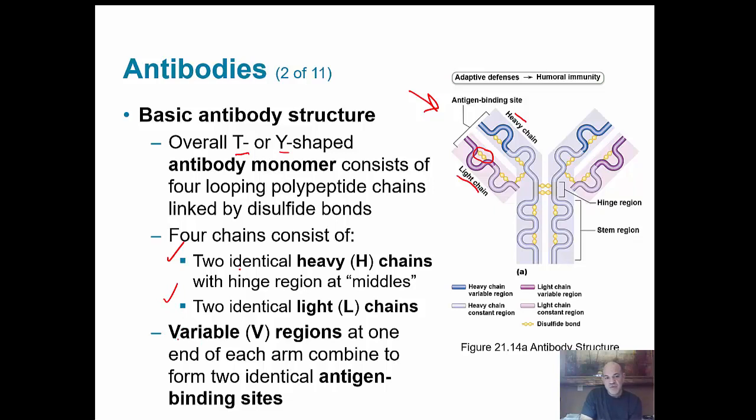And then you're going to have a variable region, and that variable region is at the end of each arm, and this is the part that's specific for an antigen. So this is where antigens would specifically bind. So here's your antigen binding site, and I'm circling on the light and heavy chain the variable part of the chain, and you see the same thing on the other side as well.